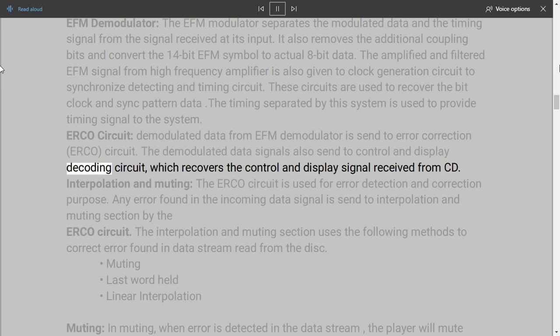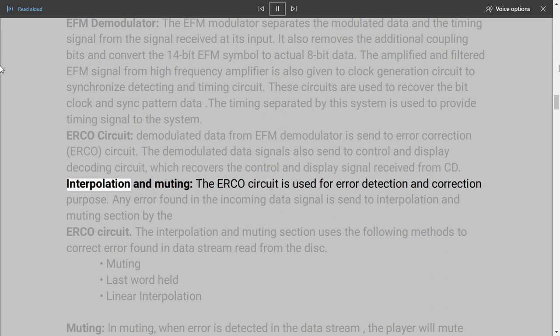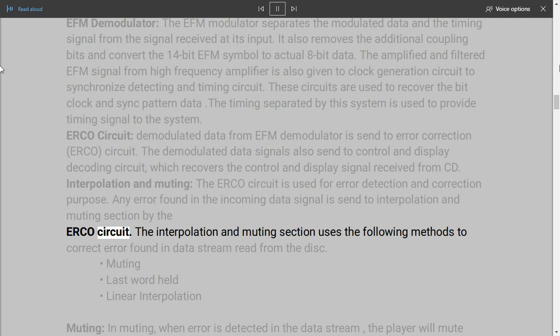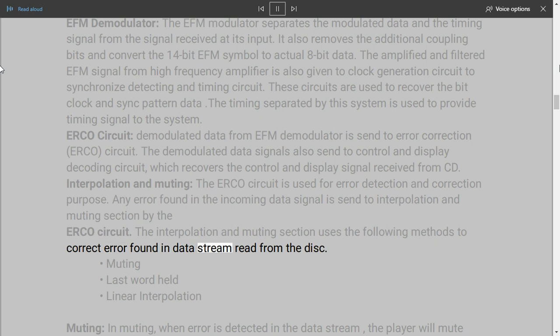Decoding circuit, which recovers the control and display signal received from CD. Interpolation and muting. The ERCO circuit is used for error detection and correction purpose. Any error found in the incoming data signal is sent to the interpolation and muting section by the ERCO circuit. The interpolation and muting section uses the following methods to correct errors found in the data stream read from the disk.